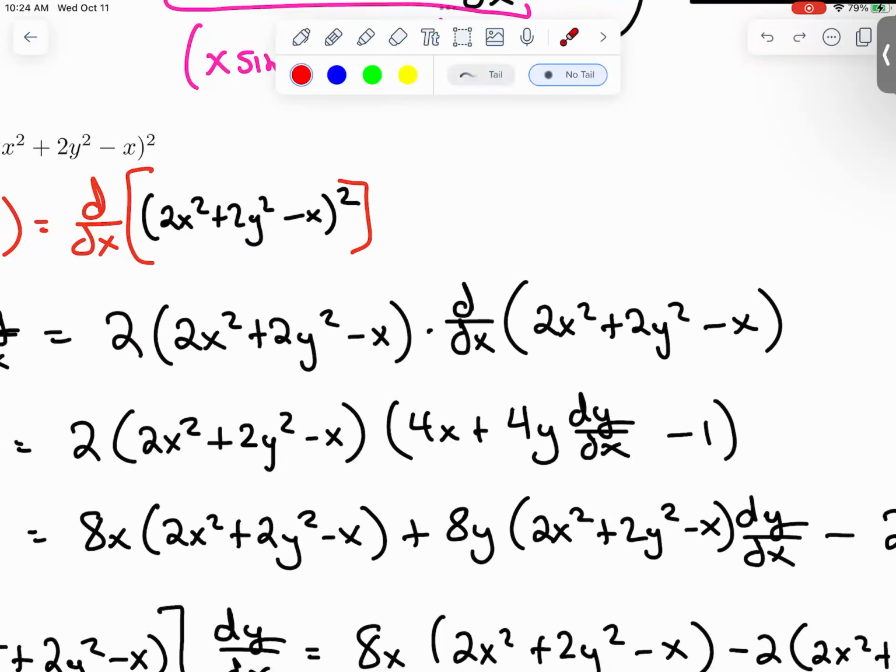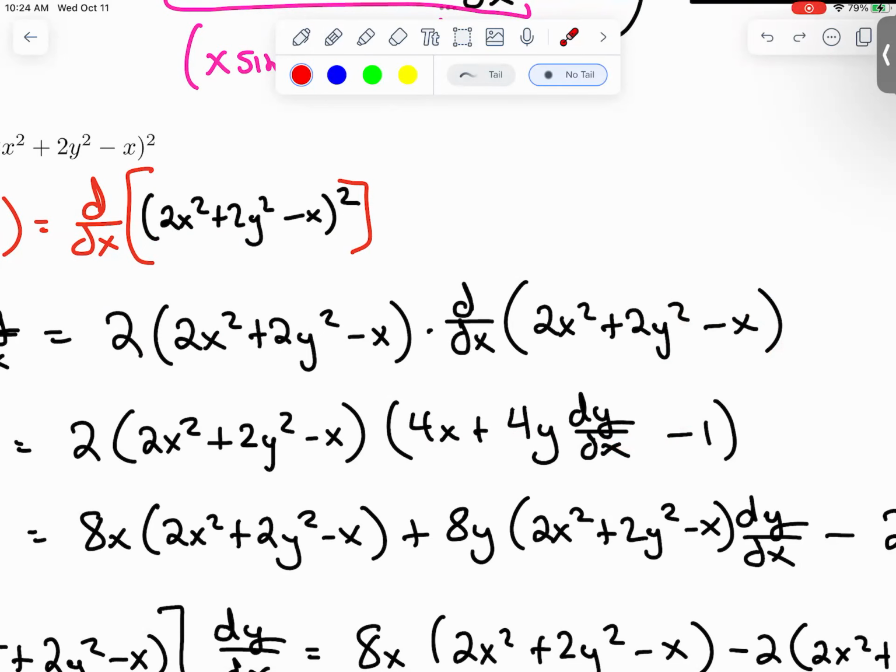So the left-hand side stays 2x plus 2y dy dx for a little bit. So we're not going to deal with that. Let's just look at this section right now. So when I take the derivative of the inside, derivative of 2x squared, 4x. The derivative of 2y squared, 4y dy dx. The derivative of minus x, minus 1.